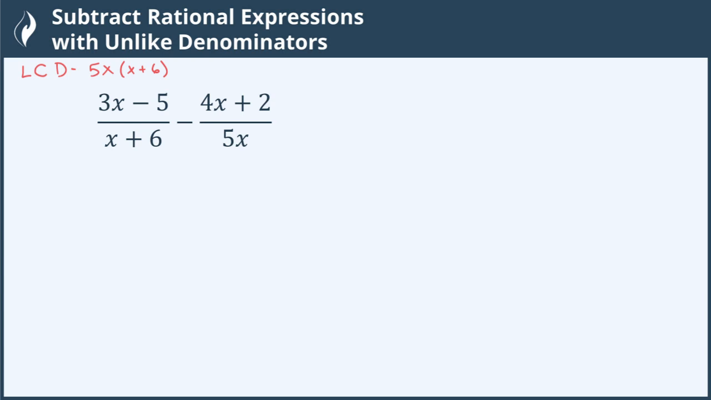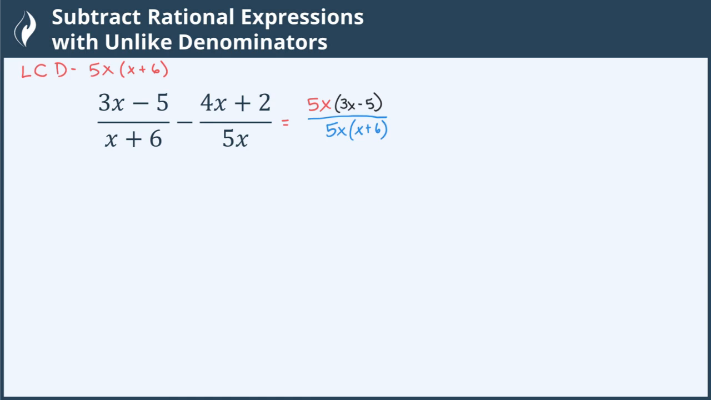So the first thing I'm going to do is multiply by what's not there. This one is over x plus 6, so it is missing the 5x. I'm going to multiply it by the 3x minus 5, and I'm going to put it all over my common denominator of 5x times the quantity x plus 6.